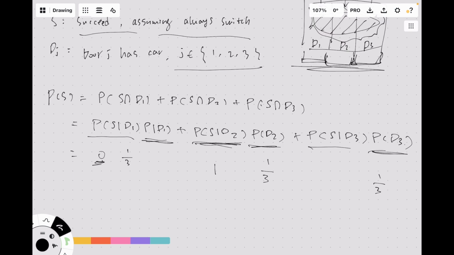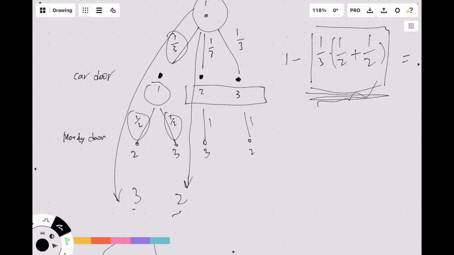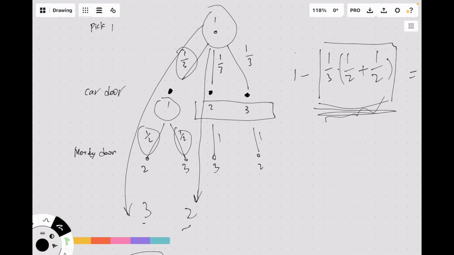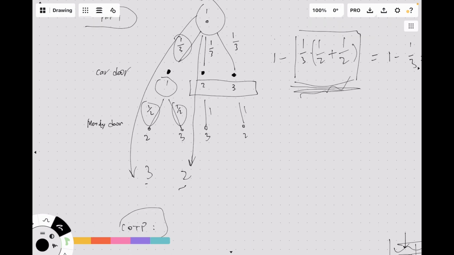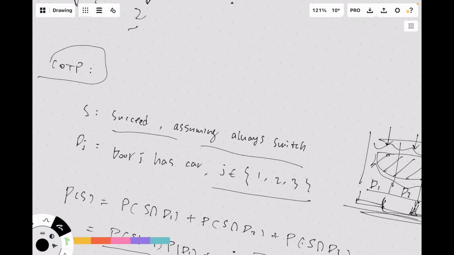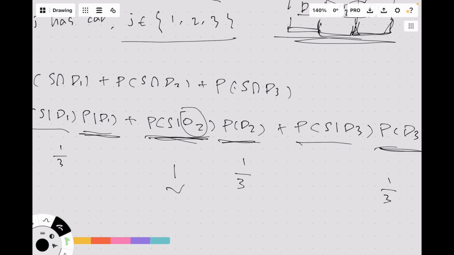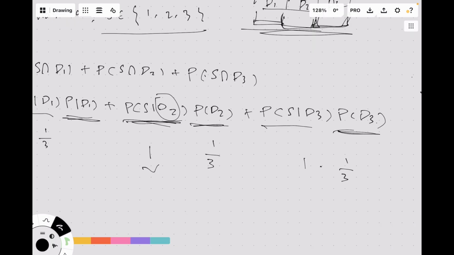The probability of succeed given door 2 has a car. We come back to the tree diagram, because in this tree we picked door number 1. And now you're saying that door 2 has a car. So the car is behind door 2. Monty Hall opened door 3, because he's not going to open door 2 because it has a car. So we switch from door 1 to door 2, and we succeed. The chance is 1, same as the door 3 case.